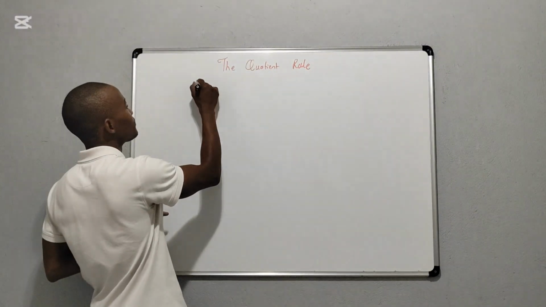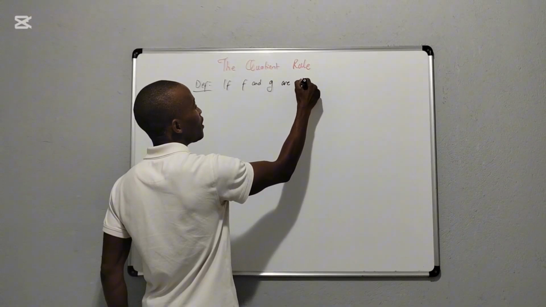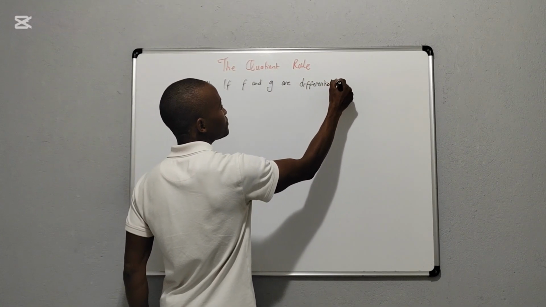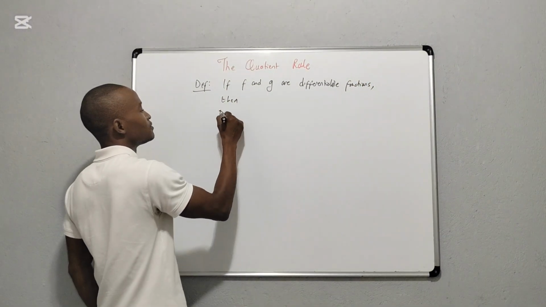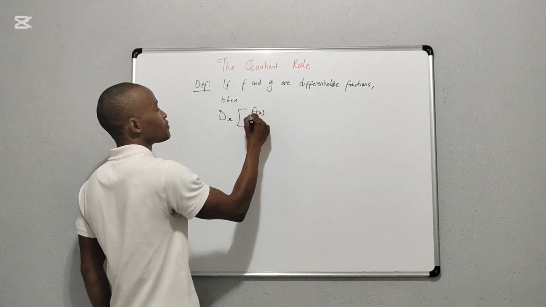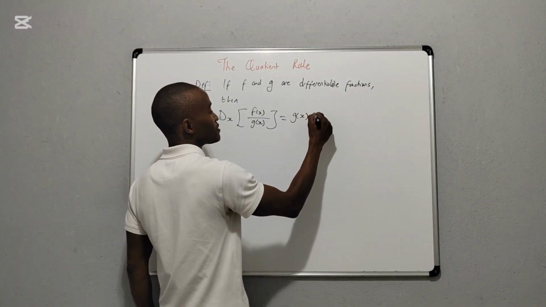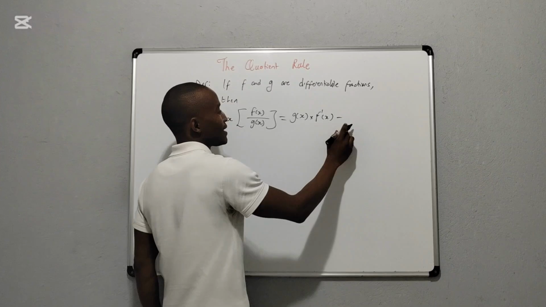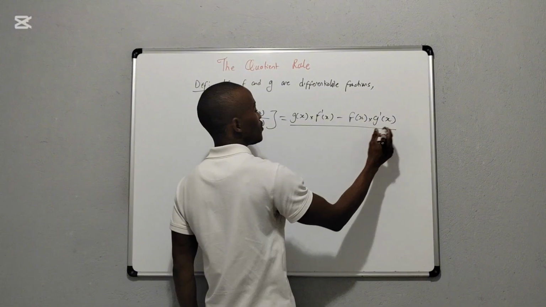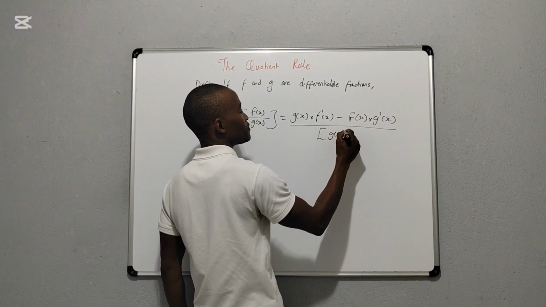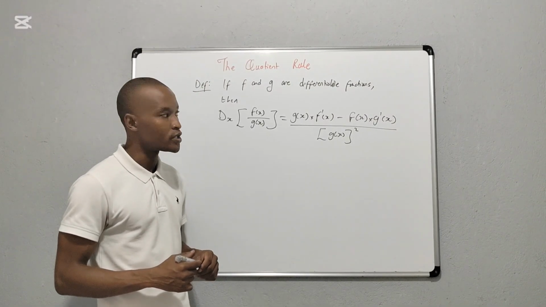By definition, if f and g are differentiable functions, then the derivative of the quotient f of x over g of x is given by g of x times the derivative of f, minus f of x times the derivative of g, over g of x squared. So that is by definition the quotient rule.